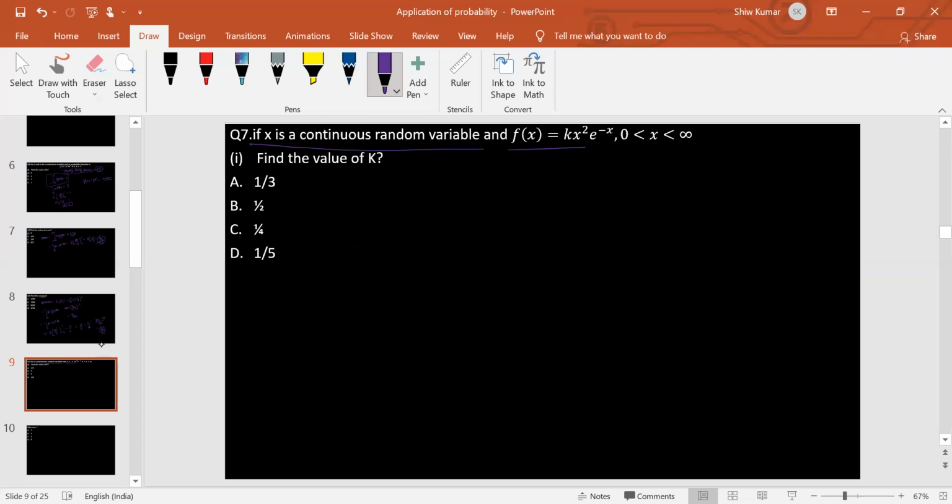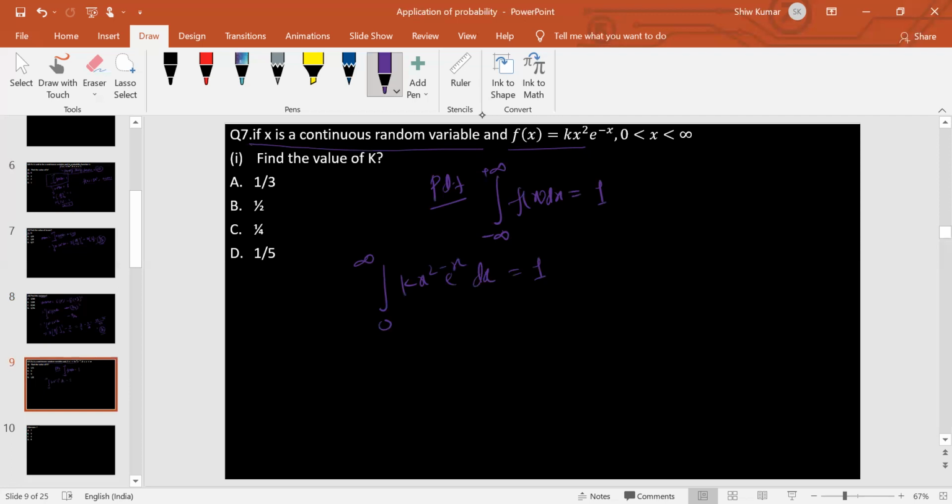So go by the same process here. First of all, apply the PDF definition. We know that the PDF, probability density function, satisfies the integral from minus infinity to plus infinity of f of x dx, and it should be equal to 1. So substitute that function, which is valid from 0 to infinity, where f of x is given as kx square e raised to minus x, and dx must be equal to 1.